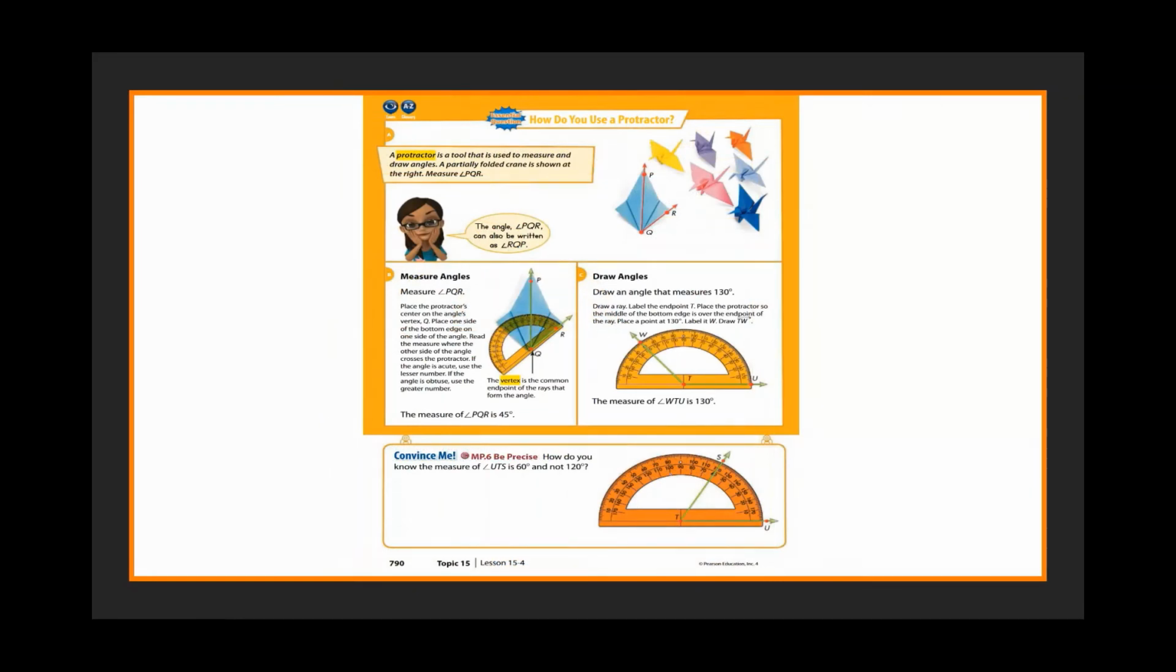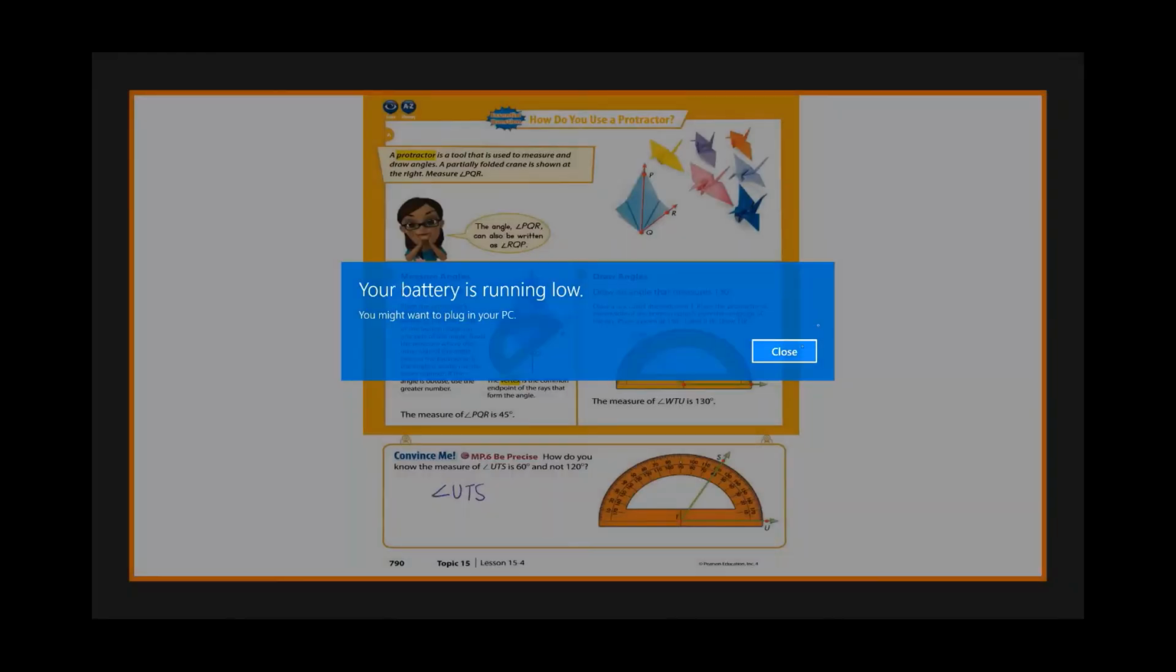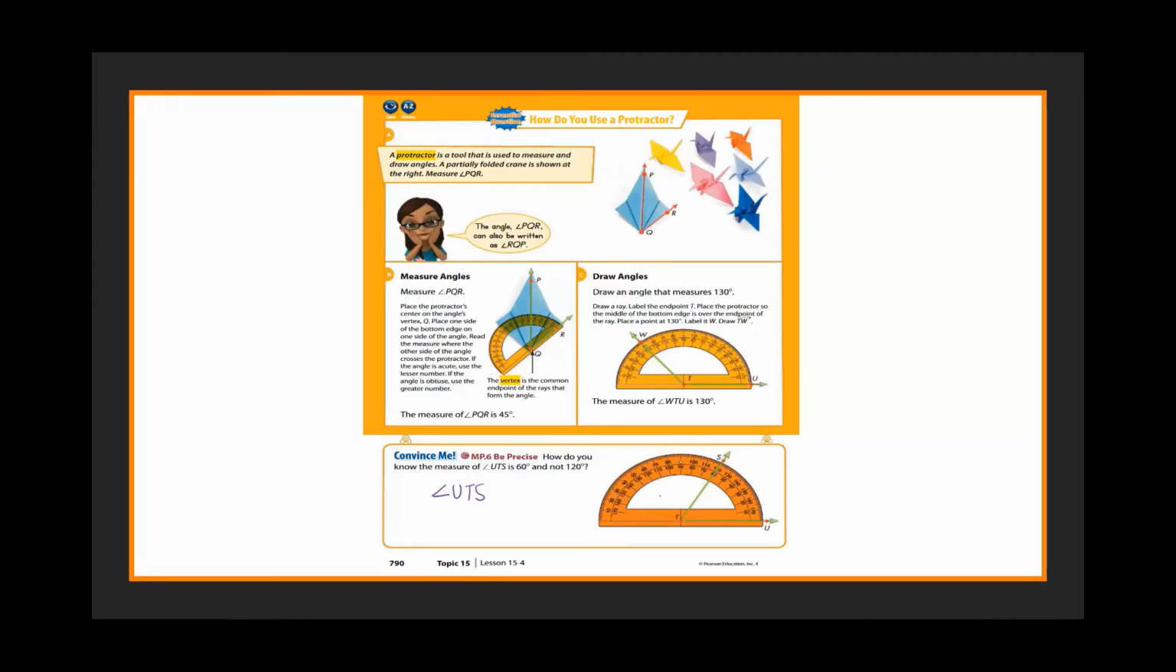Let's move to our next page. Now, how do you know the measure of angle UTS is 60 degrees, not 120 degrees? So here we know that angle UTS is 60 degrees. Angle UTS is 60 degrees and not 120 degrees. How do you know? We know angle UTS is 60 degrees. It's an acute angle.